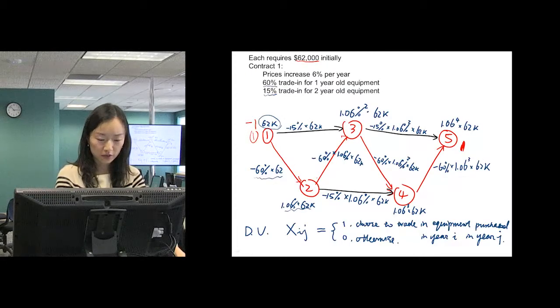Then we'll do x23. The cost that happens on this arc would be the equipment purchase cost, subtract this trading value here. I'll ask you to write it down, and you tell me when I go to the next page. Write down your own coefficient.